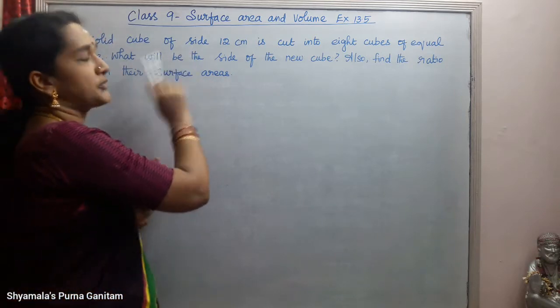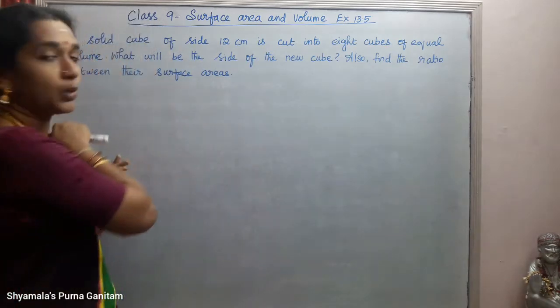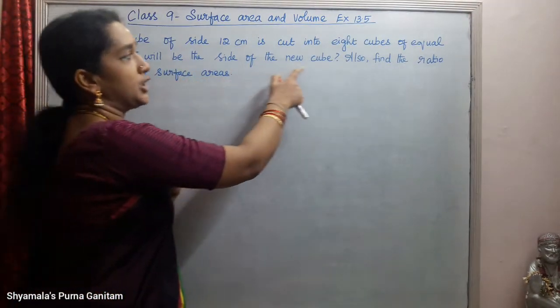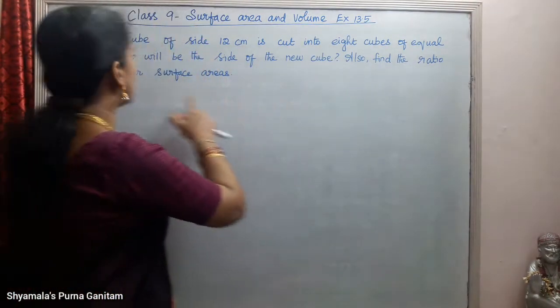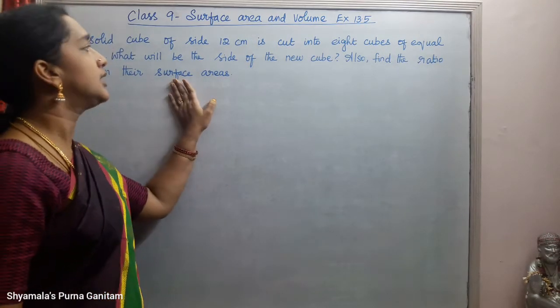A solid cube of side 12 cm is cut into 8 cubes of equal volume. What will be the side of the new cube? Also find the ratio between their surface areas. So this is what we are asked.